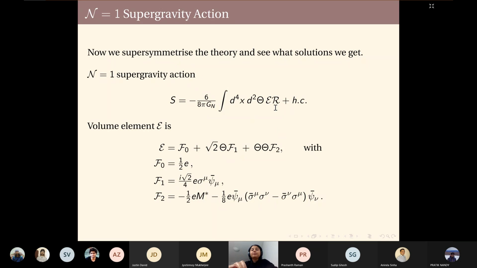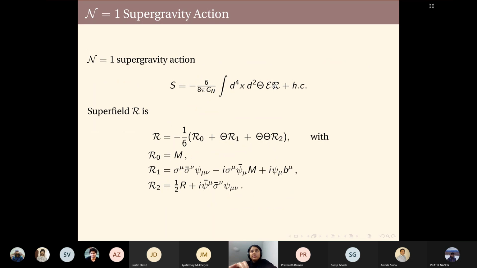So this superfield epsilon has these components F0, F1, and F2. And they are further written in terms of these fields. Here, E is the determinant of the vierbein, psi mu is the gravitino, and here capital M is a scalar field. It's an auxiliary field.